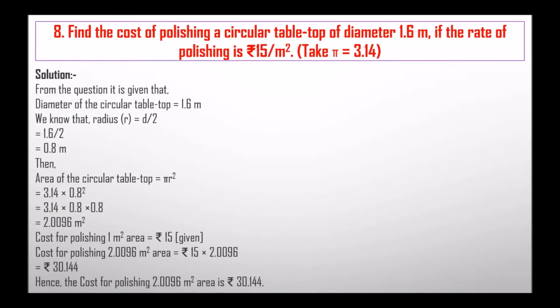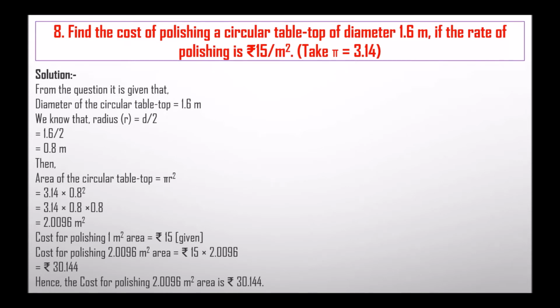Eighth question. Find the cost of polishing a circular table top of diameter 1.6 meter if the rate of polishing is rupees 15 per meter square. Take pi equals 3.14. Diameter of a circular tabletop is 1.6 meter. Radius we want, so d upon 2. So 1.6 upon 2, that is 0.8 meter.